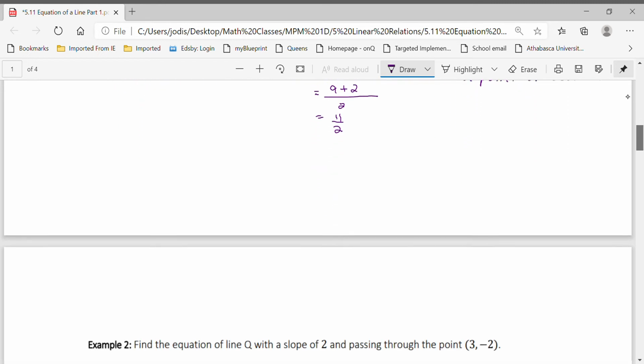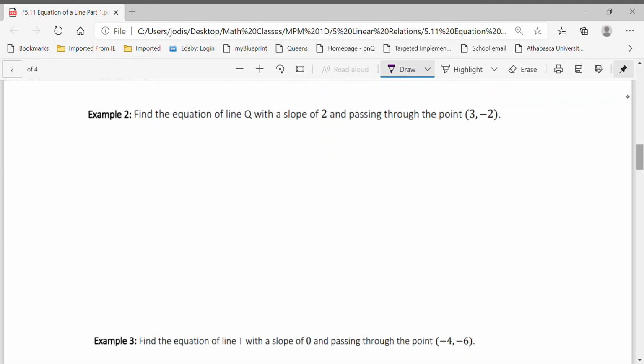All right, so let's try a couple more. So we want to find the equation of the line Q with a slope of 2 passing through the point 3, negative 2. So we're given a slope and we're given this point.